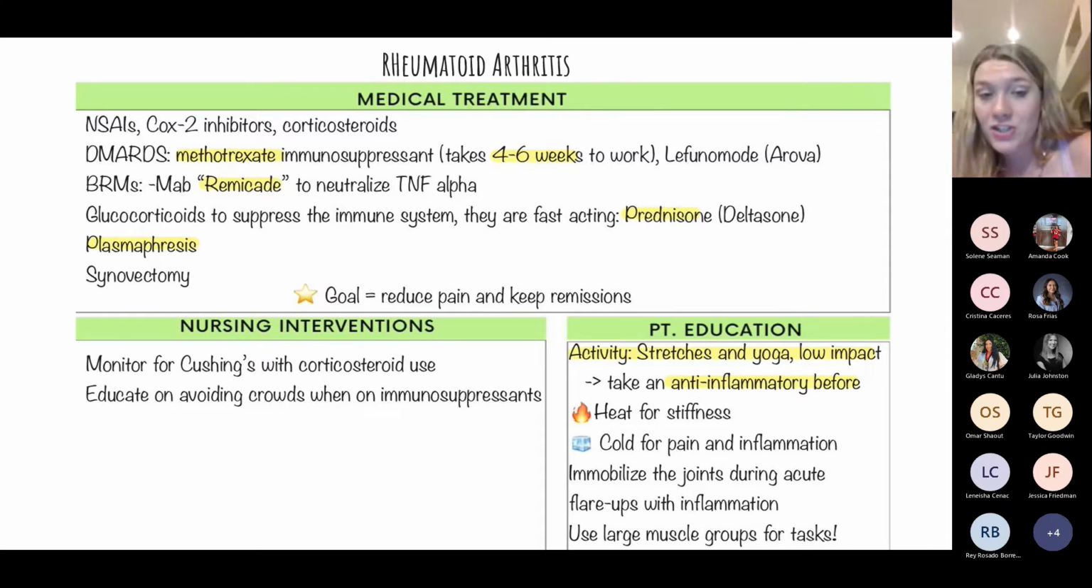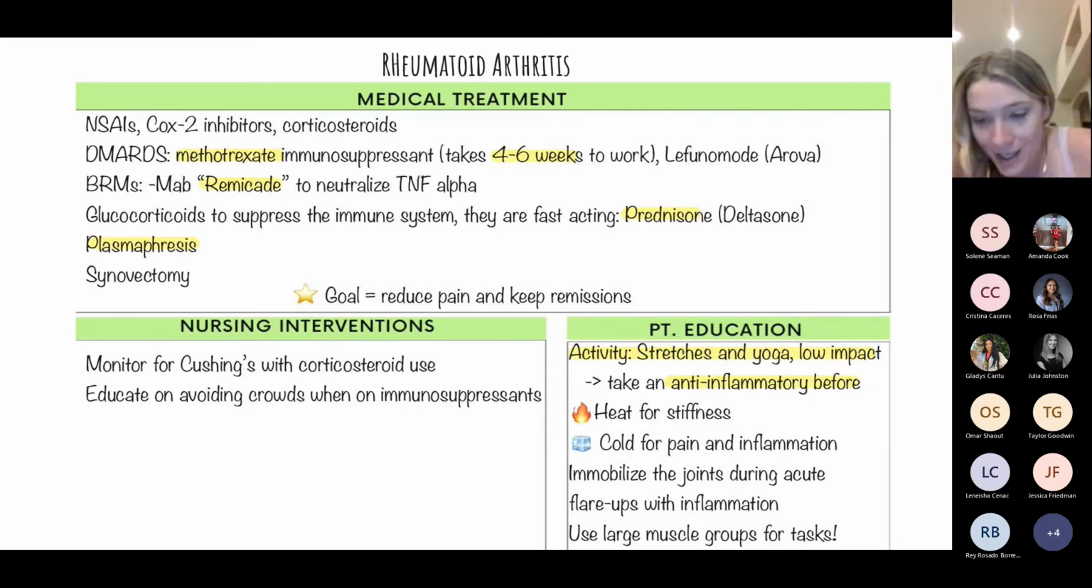So just tell your patient, take an anti-inflammatory before doing some activity. When we're talking about how we're managing discomfort, if I have any sort of stiffness, think that my joint is frozen. How do I unfreeze someone? By giving them heat. So if you ever have stiffness, give them a little bit of localized heat, like a nice warm heating pack or a warmed water bottle.